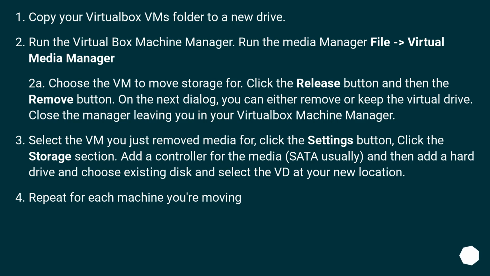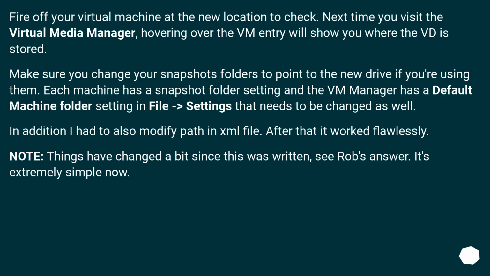Select the VM you just removed media for, click the Settings button, click the Storage section. Add a controller for the media, SATA usually, and then add a hard drive and choose existing disk and select the VDI at your new location. Repeat for each machine you're moving. Fire off your virtual machine at the new location to check. Next time you visit the Virtual Media Manager, hovering over the VM entry will show you where the VDI is stored. Make sure you change your snapshots folders to point to the new drive if you're using them.